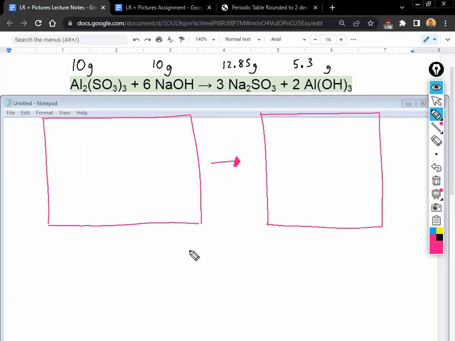Okay, so the left box, what we're going to do is inside of the left box, we're just going to put the chemicals that you start with. Okay, so the chemicals we start with. If you take a look at the equation, obviously the chemicals we start with are the stuff on the left side, right? And so I'm just going to write down that I start with this guy right here, Al2(SO3)3, and I also start with NaOH. Okay, so super simple.